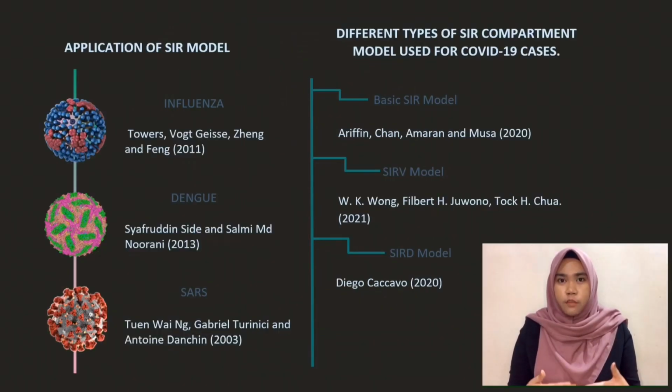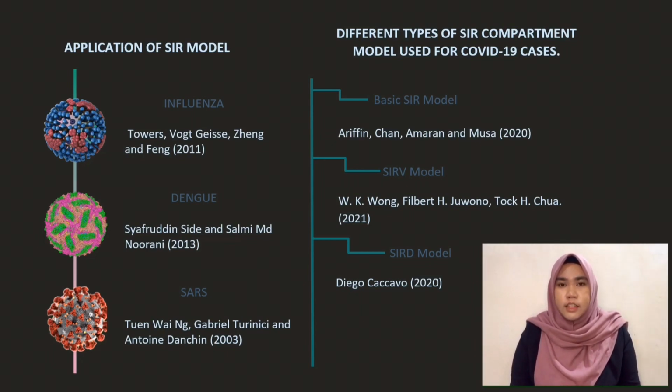For the application of the SIR model, first is research on influenza by Towers, Vogt, Gaze, Zhang, and Fer in 2011. They presented the SIR model to evaluate the efficacy of control strategies through antiviral treatment during an outbreak of influenza. Said and Norani in 2013 proposed the basic SIR model to study how the reproduction value depends on the number of dengue cases in Malaysia and Indonesia.